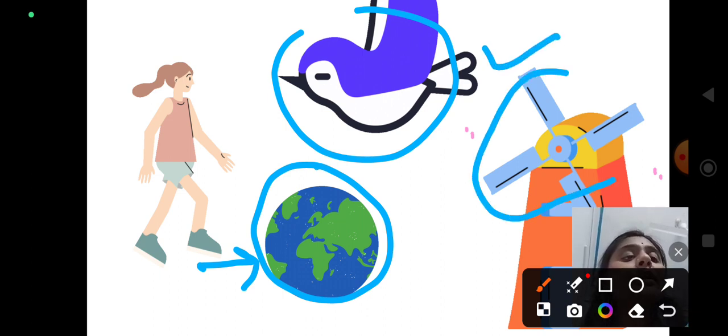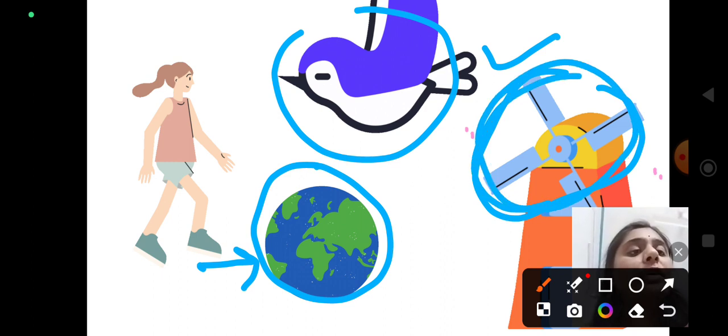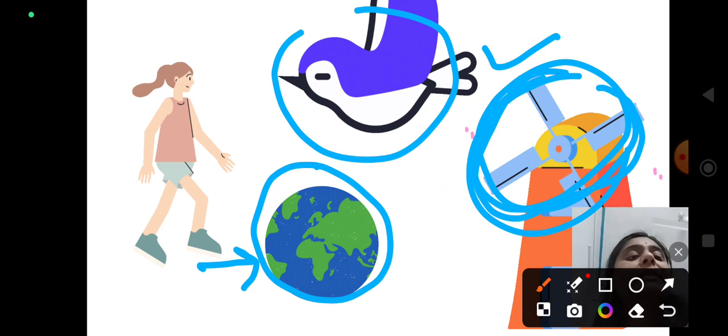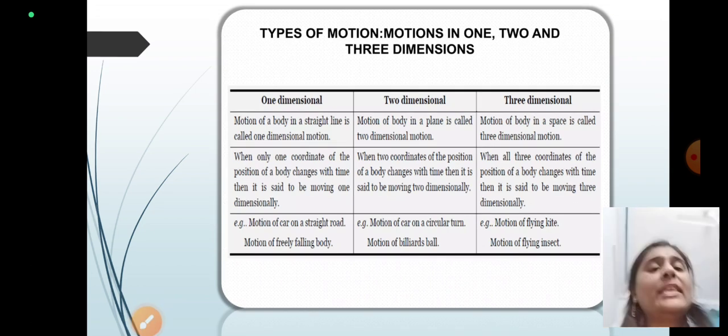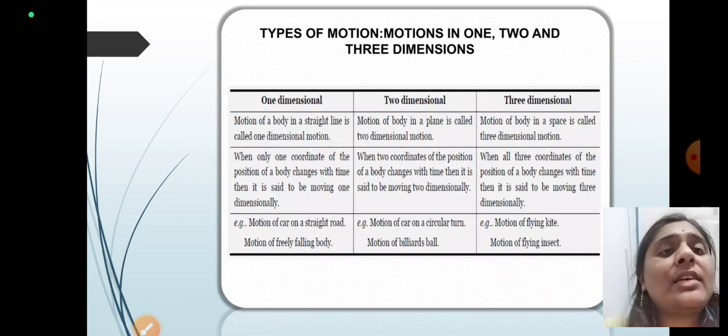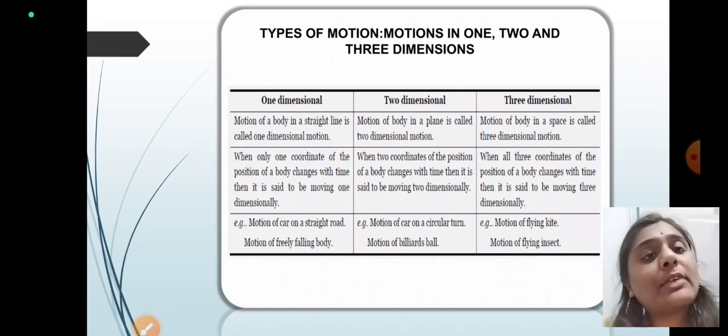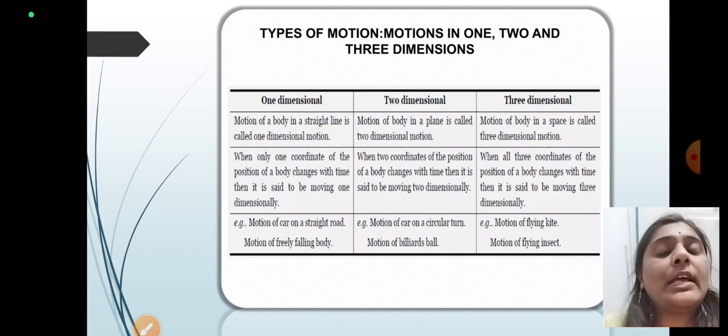Can you tell me which type of motion or which dimensions of motion this windmill has? If we consider only the wings of this windmill, we can say that this is also an example of two dimensional motion. I hope you understood. Let us see the next one. Yes, this we already discussed in the previous chapter. If you don't know, please go and check the rest and motion video. Next one we will see.